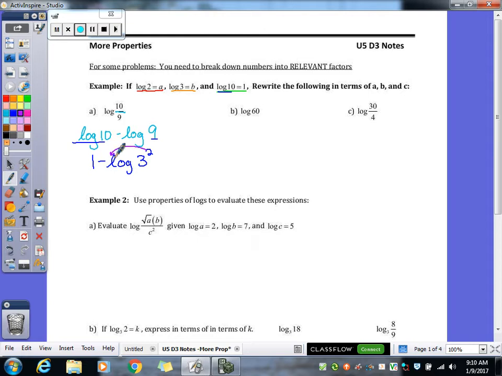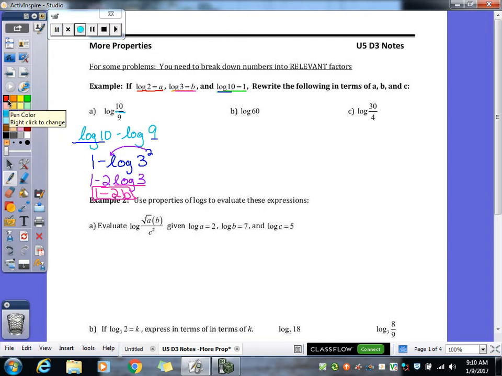Log rules now tell us that the exponent goes in front. So I have 1 minus 2 log 3, and now I have what they gave me. They told me log 3 is b. So I have 1 minus 2b. And that would be our final answer for that one.